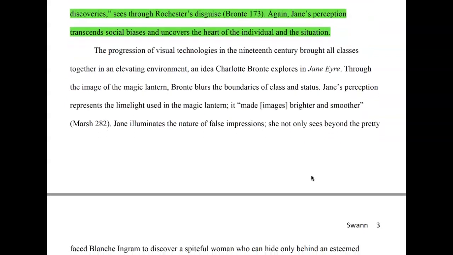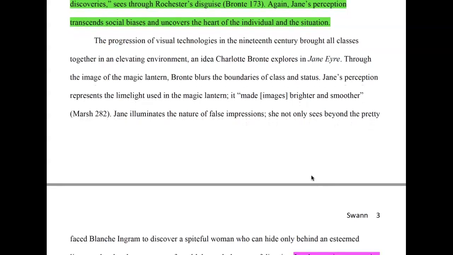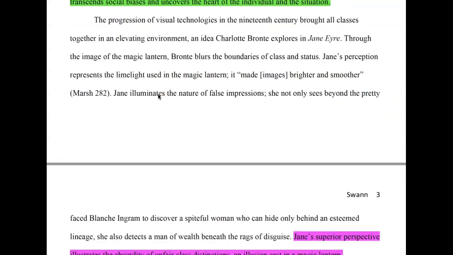And then I have my conclusion, where I tie it all together. Through the image of the magic lantern, Bronte blurs the boundaries of class and status. Jane's perception represents the limelight used in the magic lantern. It made images brighter and smoother. Jane illuminates the nature of false impressions.